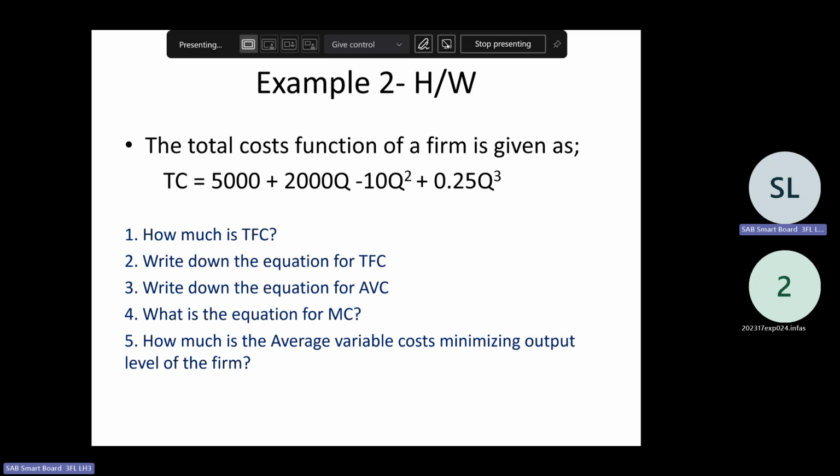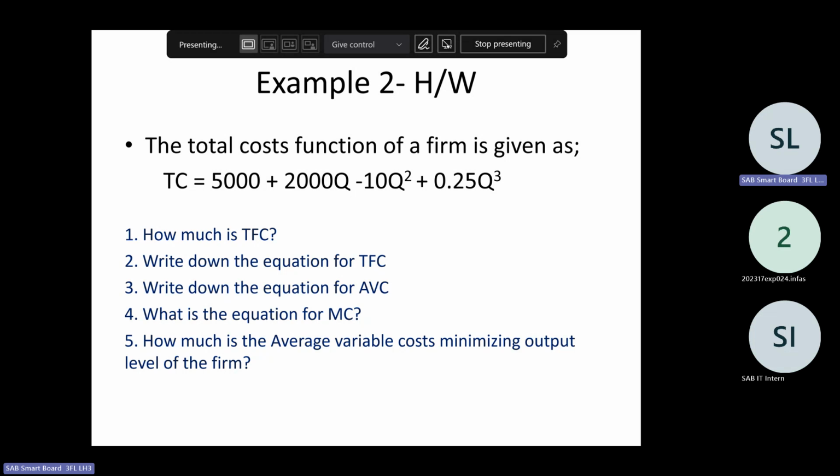Marginal cost: if you differentiate this function, you get the marginal cost. That means 2,000 minus 20Q plus 0.75Q squared. We differentiate the total cost function to get the marginal cost. How much is the average variable cost? The variable cost is 2,000Q minus 10Q squared plus 0.25Q cubed. Then you need to find the average variable cost by dividing by Q.